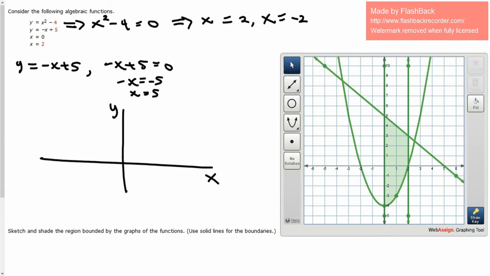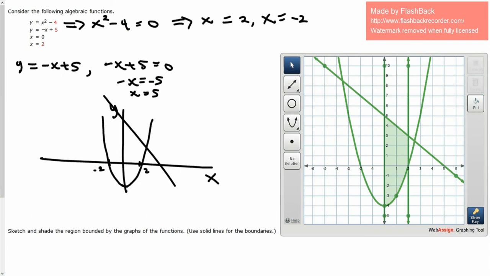And that first function, y equal to x squared minus 4, has a y-intercept at negative 4. And then it touches the x-axis at x equal to negative 2 and x equal to positive 2. So we get this graph here. And then this is negative 2 and positive 2. And then for the line, y equal to negative x plus 5, just a straight line with a negative slope, and it touches the x-axis at x equal to 5. So we have something like that.